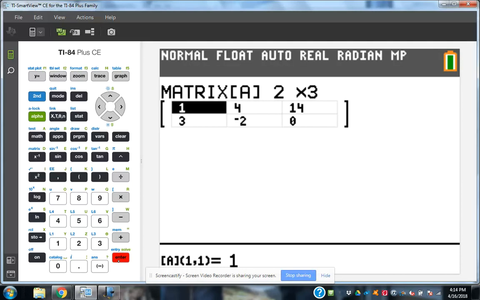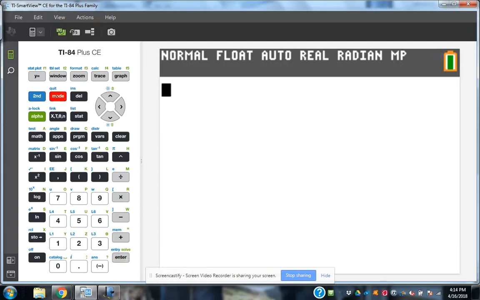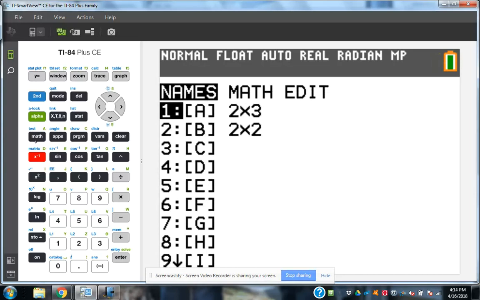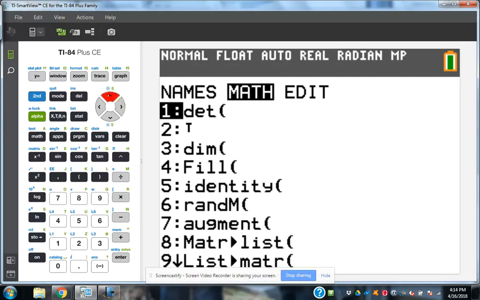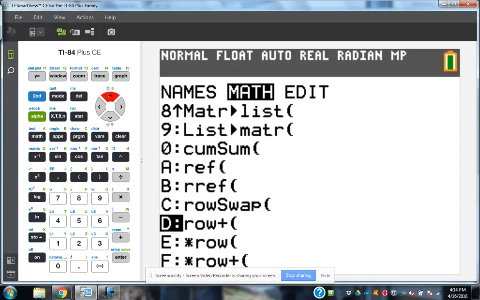Once you've gotten that, we want to hit second and mode to get back to the regular calculator screen. And we want to make this calculator perform row operations on that matrix to the point where it finds the solution. To do that, we're going to hit second matrix, just like before. We're going to have this thing do math. So we're going to go over to the math menu. We're going to press up, and we're looking for RREF. That's the command we want, is RREF.